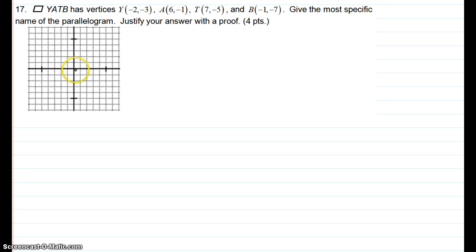All right, so let's plot the points. So -2, -3 is Y. 6, -1 is A. 7 and -5 is T. And -1 and -7 is B. So let's go ahead and draw the lines.